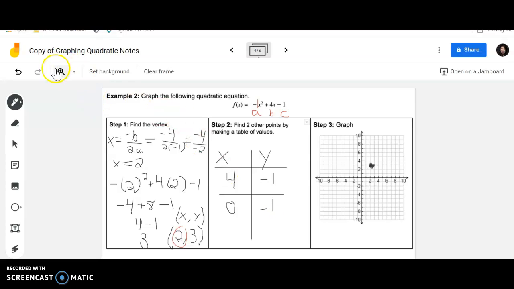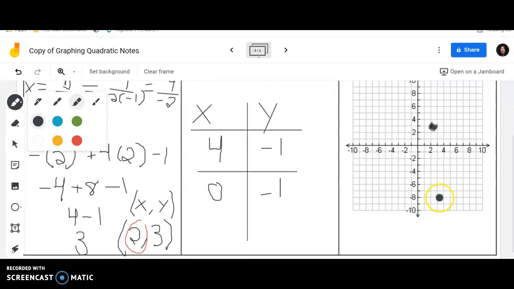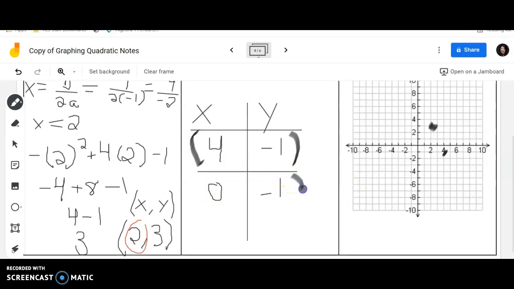And I'm going to zoom in to make that point. And so we're going to have 4, 0 right here, and no, sorry, that's wrong. 4, negative 1. We're going to have the point 4, negative 1, which is right here. And then we're going to have the point 0, negative 1, which is right here. And as you see, it's going to be about the same. I don't really love how that vertex came out, so I'm going to try it again. It's going to be 2, 3.